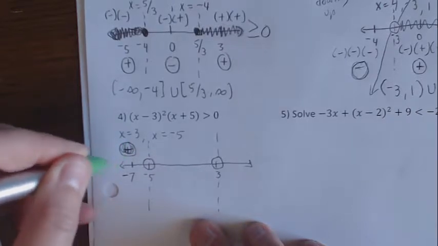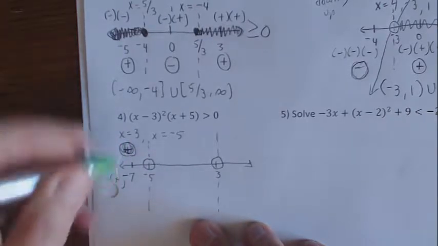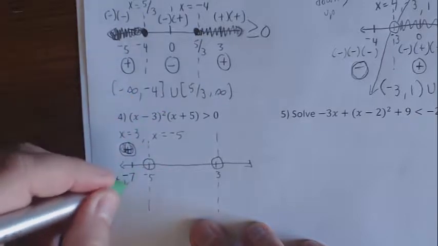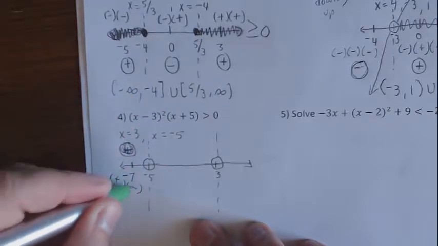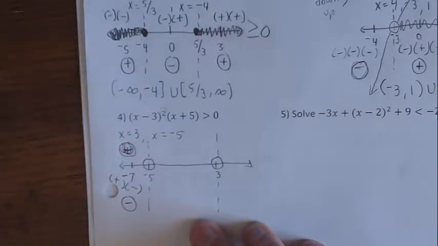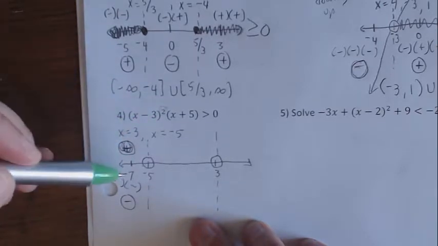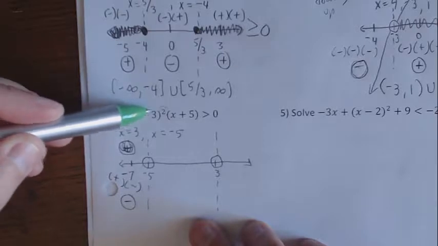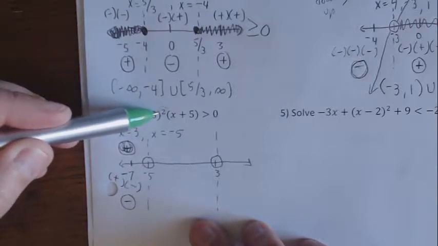Anytime one of your binomials is squared, it's going to turn it positive. And if you put -7 in the second one, you get a negative. So a positive times a negative is a negative. Again, that square will turn that -10 to a positive 100.